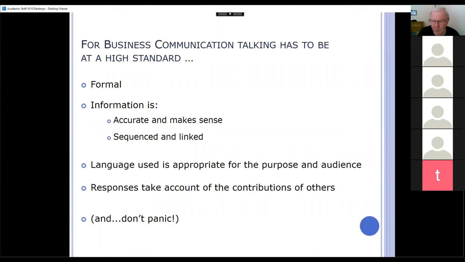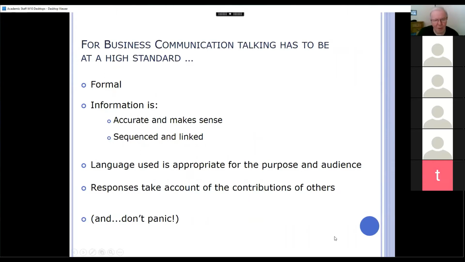Okay, so a couple of things. It's got to be of a high standard. The language has got to be formal, so don't use slang. The information you use is accurate and makes sense, and it's sequenced and linked. In other words, you've thought about how you're going to put it down in the presentation, so the whole thing flows and it makes sense. Make sure your language use is appropriate for the purpose and the audience, okay?